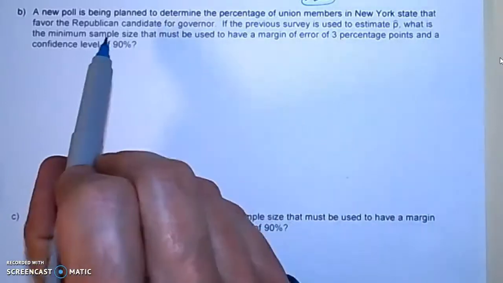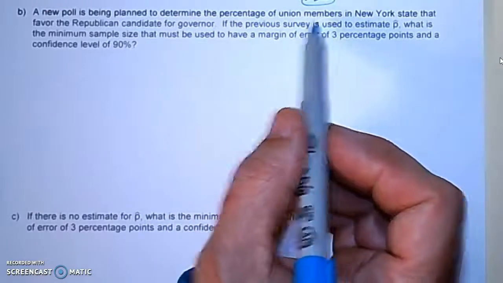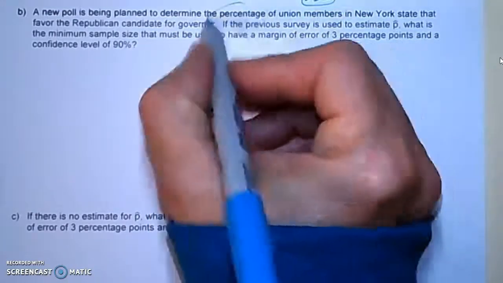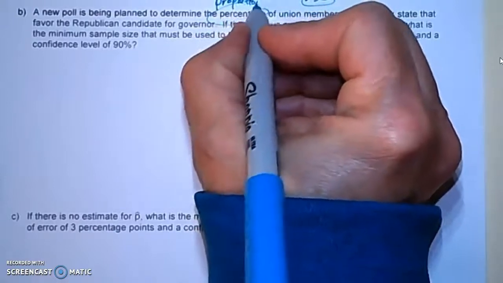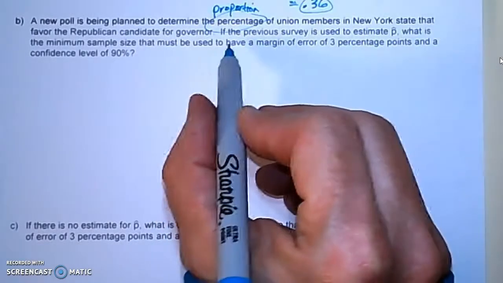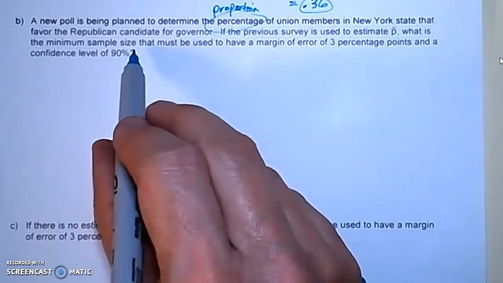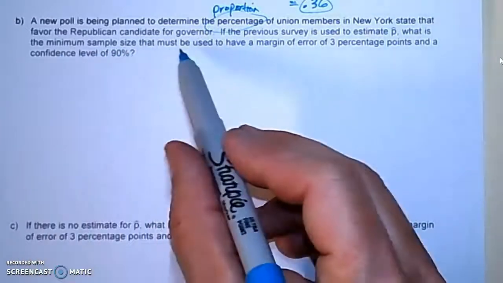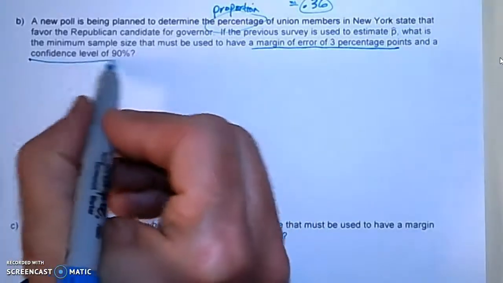In this question, we're trying to plan a new poll to determine the percentage of union members in New York that favor the Republican candidate for governor. Since we're talking about a percentage, that means we're looking at a proportion problem. In StatCrunch, we would be using the proportion stats. But in this case, we haven't done the poll yet. We're trying to find the minimum sample size that we have to use in order to get a margin of error of 3 percentage points and a confidence level of 90%.